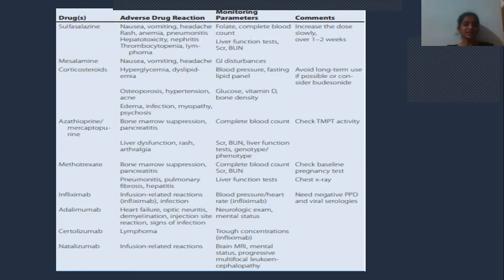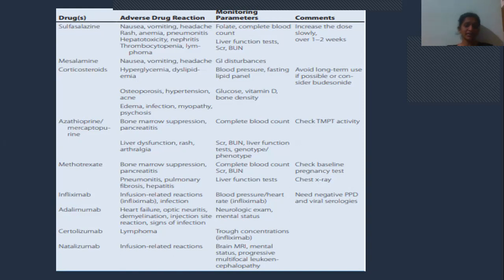And then when we are giving azathioprine or mercaptopurine, it causes bone marrow suppression. All these immunosuppressive agents cause bone marrow suppression and pancreatitis. So we have to check complete blood count, to know the hemoglobin level. And also check TPMT activity. As I said, before starting azathioprine or mercaptopurine, we have to check for a genetic defect. If the patient has a TPMT genetic defect, then we should not start azathioprine or mercaptopurine.